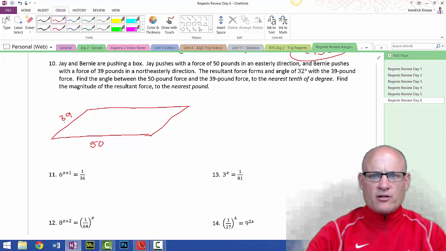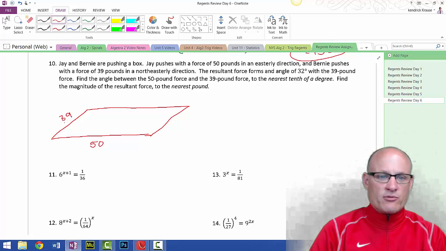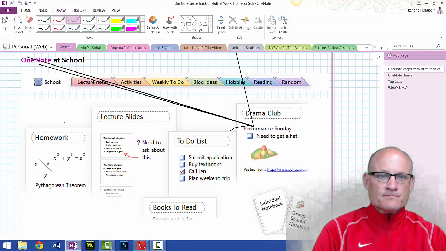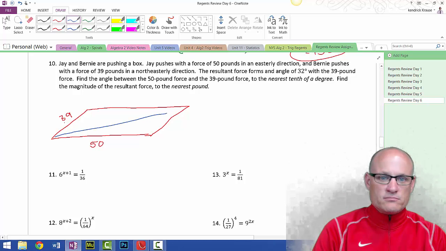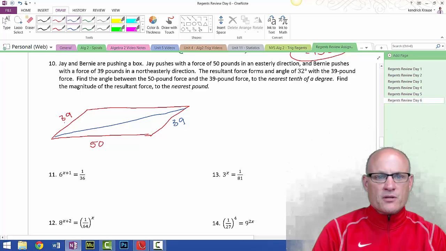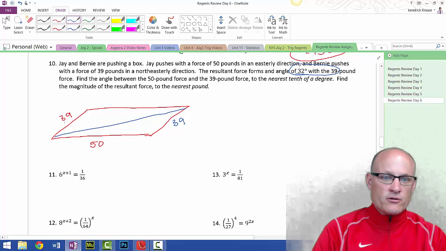The resultant force forms an angle of 32 degrees with... So let's draw on that resultant force if, in fact, I can find my pen. And that was a little advertisement for OneNote. There's 39. So it says, the resultant force forms an angle of 32 degrees with the 39 degree force.